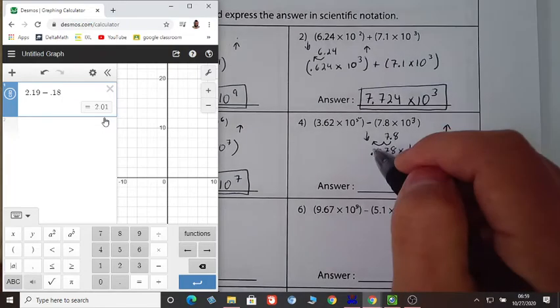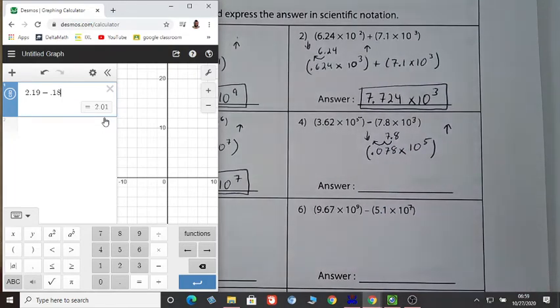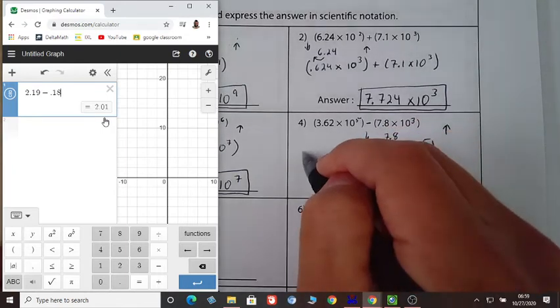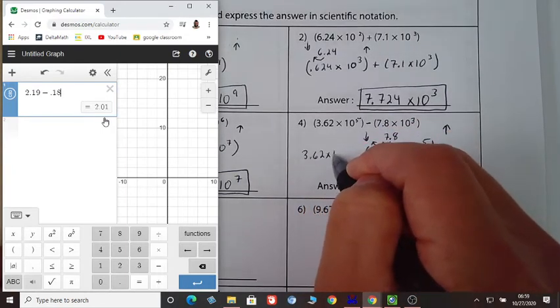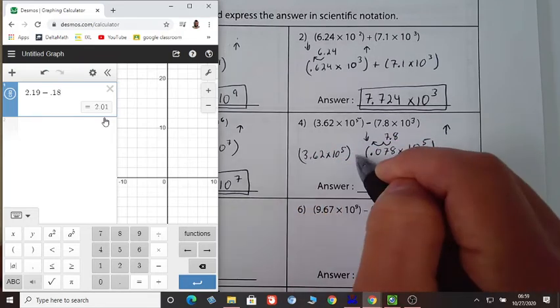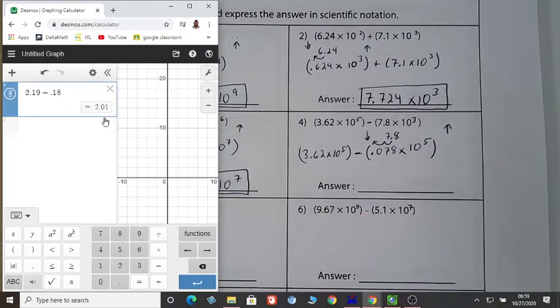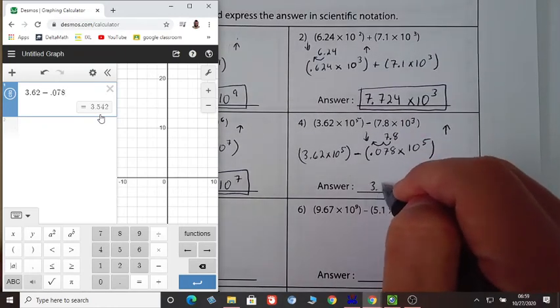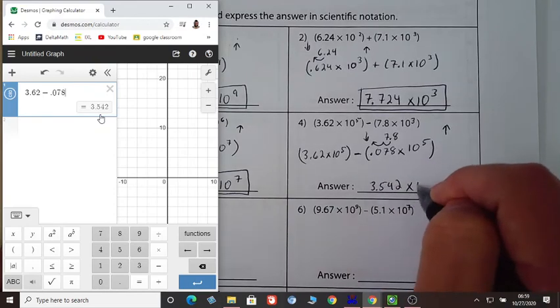So there's the adjusted scientific notation. And then I have a 3.62 times 10 to the 5th. And I'm subtracting. So let's go ahead and subtract 3.62 minus 0.078. I get 3.542. So I have 3.542 times 10 to the 5th.